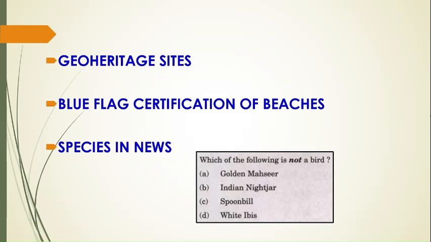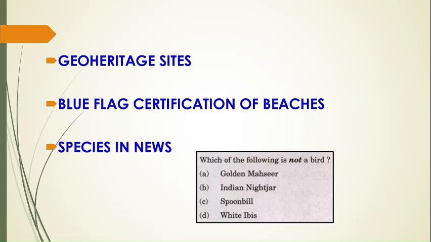Whatever species comes, please note it down, their IUCN status, which schedule they fall under in the Wildlife Protection Act, which CITES appendix, and any special feature of that particular species. For example, I'll give you one, the lesser florican. Male lesser floricans are smaller in size compared to their female counterparts. So this is one special feature of the lesser florican.